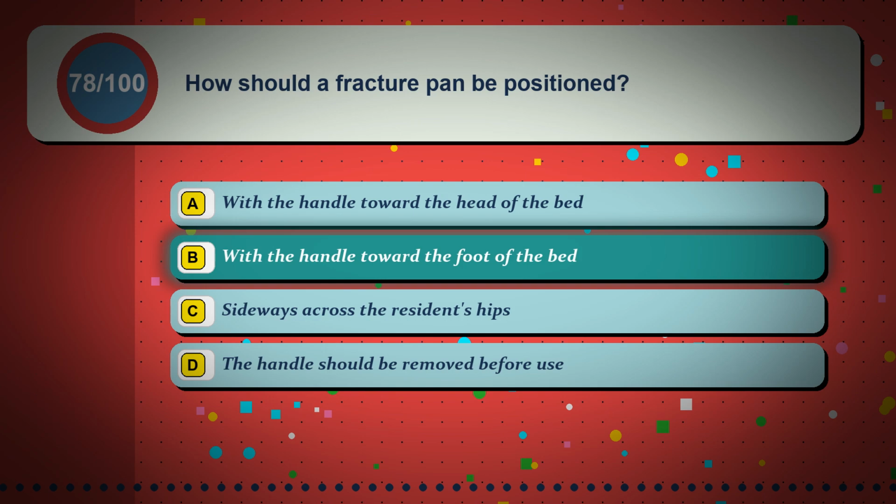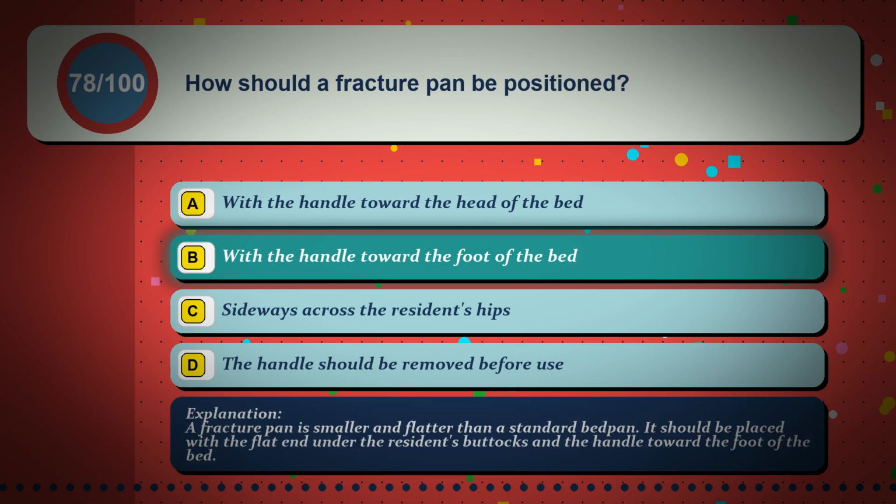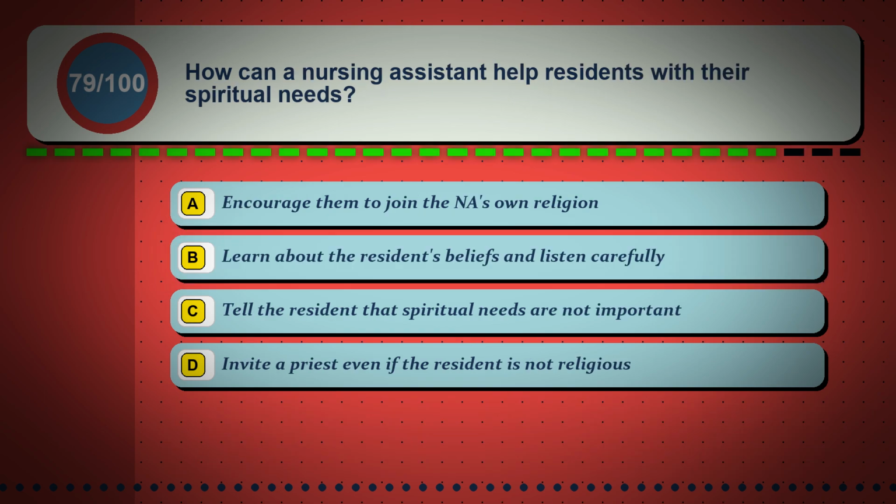The correct answer is option B, with the handle toward the foot of the bed. A fracture pan is smaller and flatter than a standard bedpan. It should be placed with the flat end under the resident's buttocks and the handle toward the foot of the bed. Question 79. How can a nursing assistant help residents with their spiritual needs?